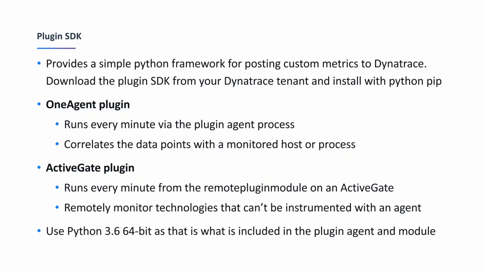This runs every minute from the remote plugin module on an ActiveGate. You're familiar with ActiveGates, so they're basically the Dynatrace proxy server component. You have your OneAgent, you have your Dynatrace server, and you can deploy an ActiveGate in the middle of your data center, or wherever you want really, to bundle that agent traffic and make it more secure. Now they have the additional capability of running plugins to poll devices. This allows you to remotely monitor anything that you can't instrument, or basically anything that listens on a network. A little thing to note is that you use Python 3.6 64-bit, as that's what the JVM that gets bundled in is built on.